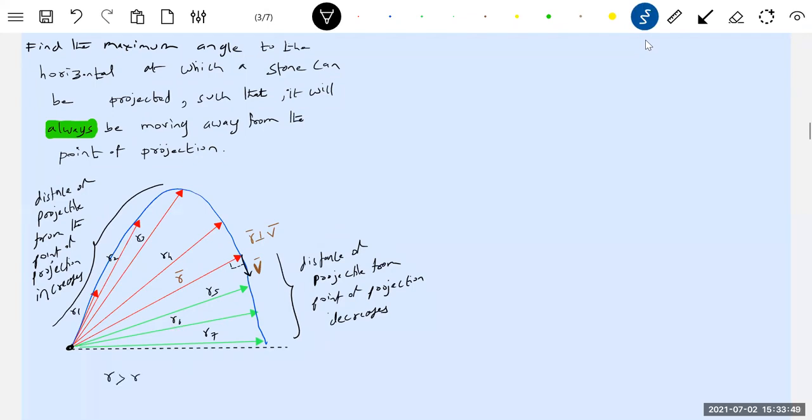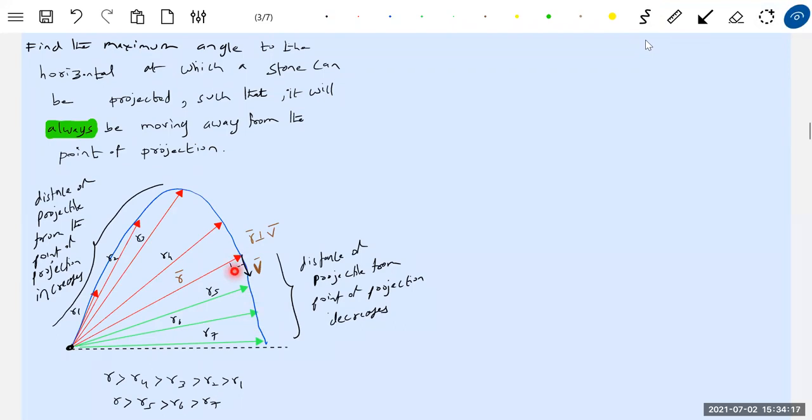R bar greater than R4, greater than R3, greater than R2, greater than R1. And at the same time, R bar is greater than R5, greater than R6, greater than R7. So what's happening? The shell is initially increasing, becomes maximum, then decreases. I don't want this part. I don't want this part means it should always move away. So what angle should I project at here?